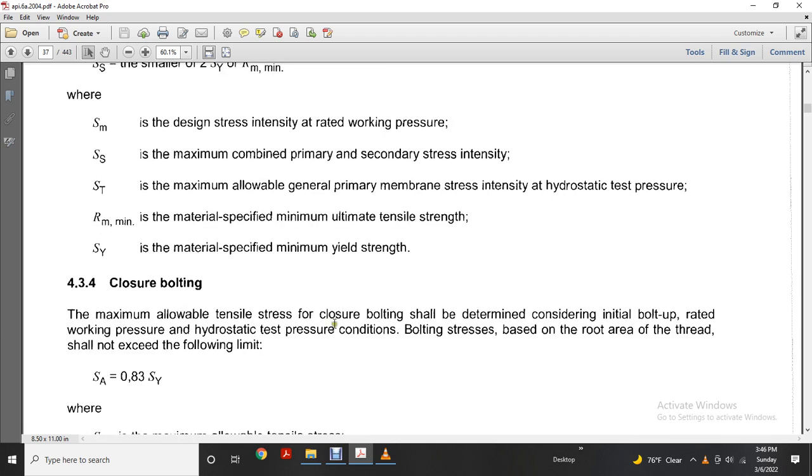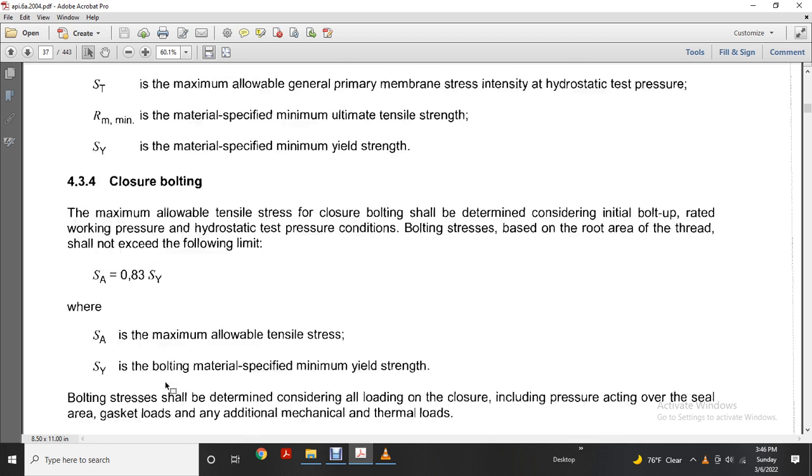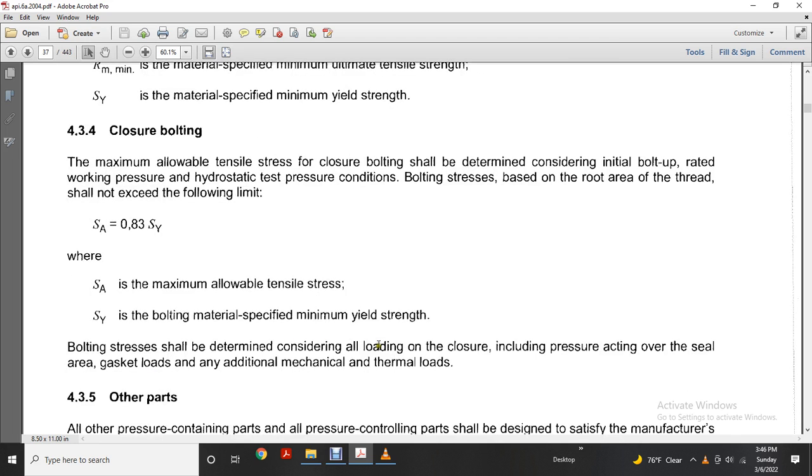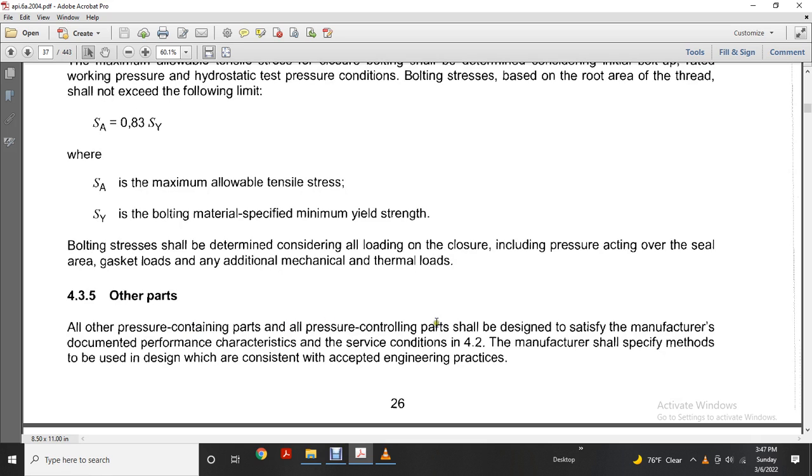Closure bolting. The maximum allowable tensile stress of the closure bolting, determined considering the initial bolt-up and rated working pressure hydrostatic pressure conditions, with the bolt stress based on the root area of the thread, shall not exceed the following limit. Maximum allowable tensile stress is equal to 0.8 times the material's minimum yield strength. Bolt stressing shall be determined considering the loading of the closure. They include pressure acting over the seal area, gasket, additional mechanical and thermal loads, and all other pressure-containing parts.